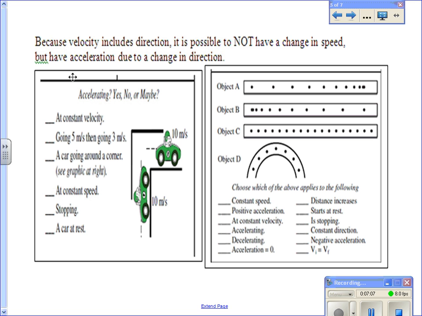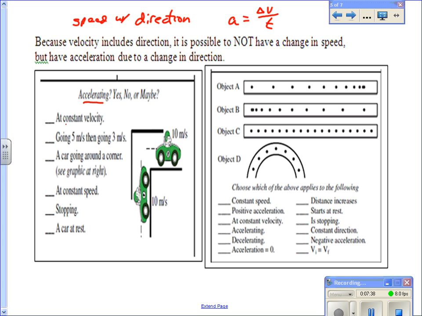Okay, so some questions on the back. So what you could do is see how much we understand here. All right, acceleration, yes or no? Now remember, velocity is speed with a direction. And acceleration is the change in velocity over time. The triangle means change, the change in velocity over time.